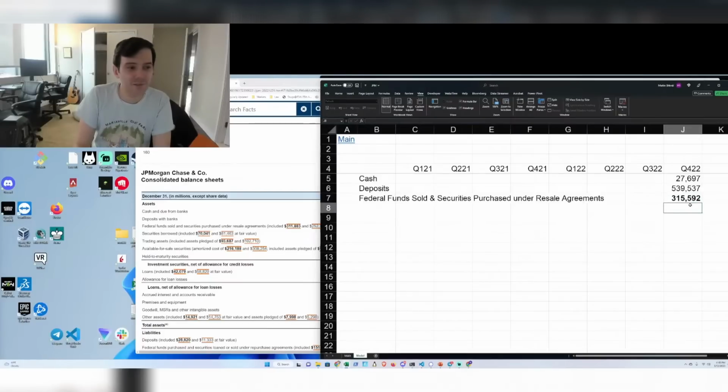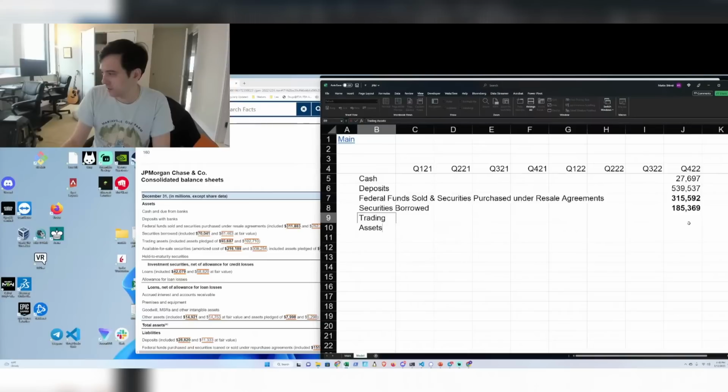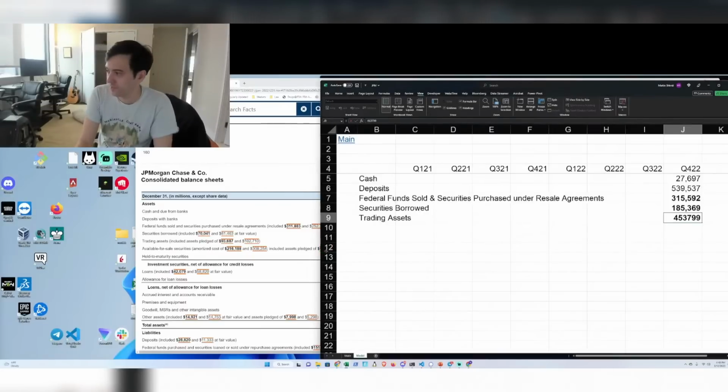Not as easy as pharma or tech. If you look at Cisco's balance sheet or Microsoft's balance sheet, the most complicated thing you're going to see is deferred revenue. This is not so simple. All right, securities borrowed. That is $185 billion. The other thing here about securities borrowed is look at the fair value versus the actual book value. This is something that Bill Ackman was talking about the other day, that those are two very different things, but let's keep going. Trading assets, $453 billion.